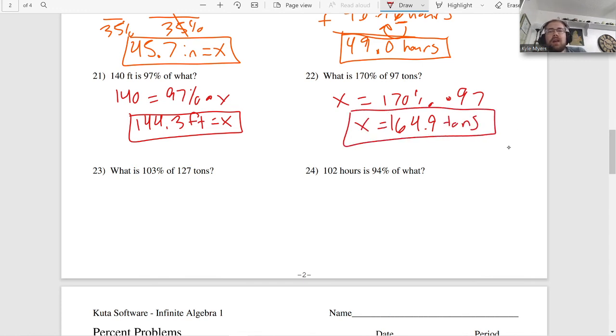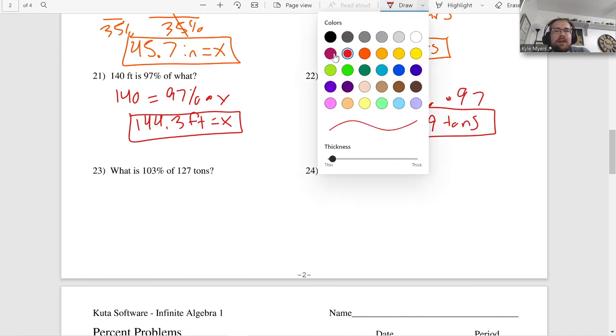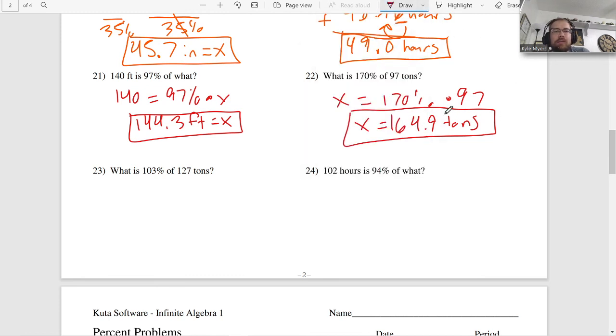And that brings us to our last two here. So we're going to end off with some purple. What is 103%? So that's 1.03 of 127 tons. Right? So that's just a little bit more than what we already had. So it makes sense that it's 1.03 times 127. 130.81, but it was round to the nearest tenth. So tons.